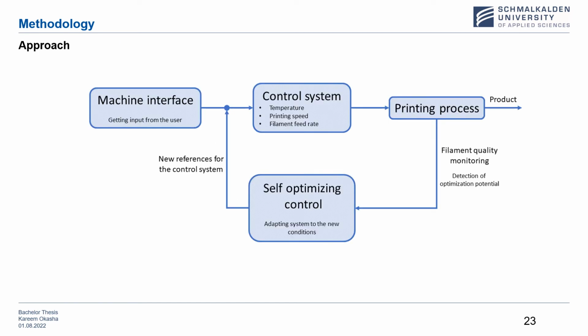Presented here is the process workflow after the introduction of self-optimization. The self-optimization process would begin by detecting the optimization potential in the filament quality monitoring phase, and then pass this optimization potential to our self-optimizing control in order to analyze these potentials and try to adapt the system to its new situation based on the detected defect and see which parameters should be changed and by how much.